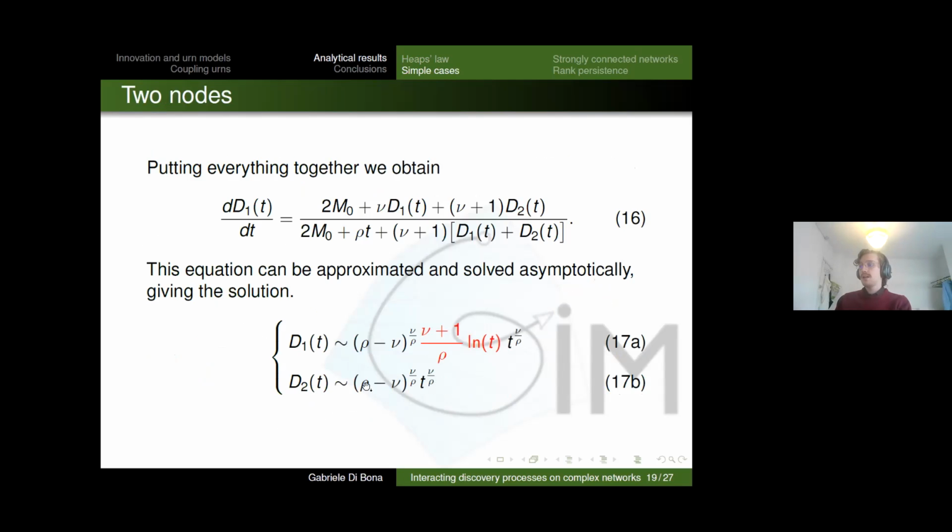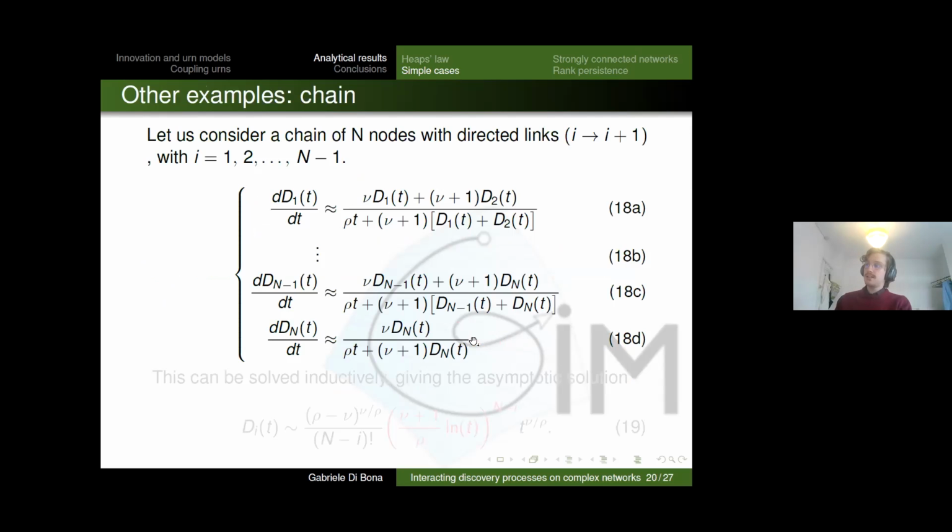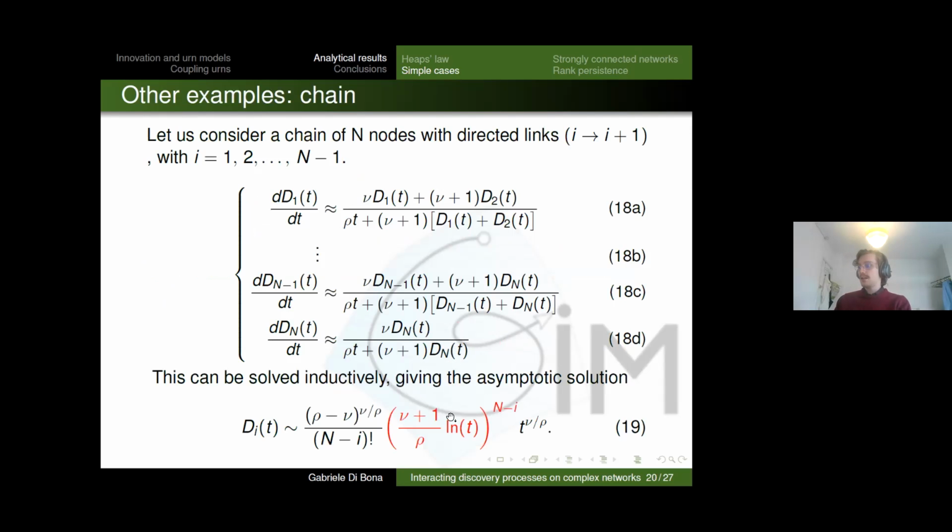For example, just looking at the solution, node 2, which doesn't have any links, is just a power law, while node 1, which has the link, is not only a power law but also times a logarithm. And you can repeat this for more difficult cases. For example, for an open chain, the higher you are in the chain, the higher the exponent of the logarithm, but still the exponent of the power law is the same. Okay, so this is strange.